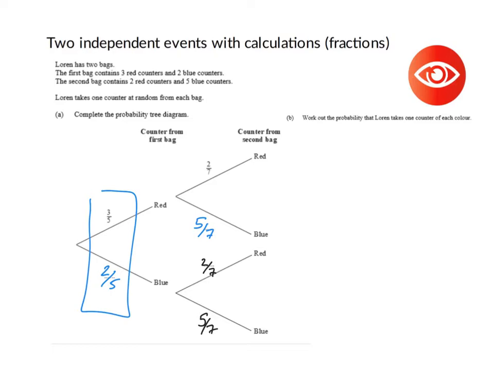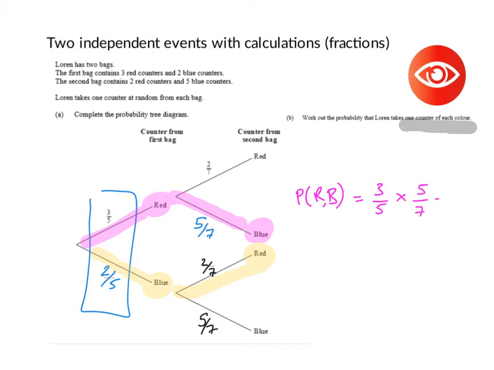The question is asking us about taking out one of each colour. So I can either get a red and then a blue, so that's one way of doing that, or I can get a blue and then a red, so that's a second calculation. So I need to be doing 2 different calculations to answer the overall question. So to get the red and then the blue, we're going to do 3 over 5 times by the 5 over 7. So that's 15 over 35. I know I can cancel that down, but I'm not at the moment.